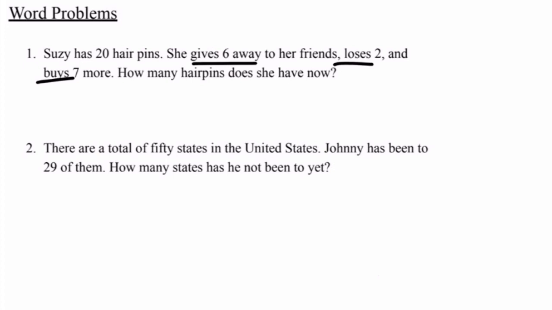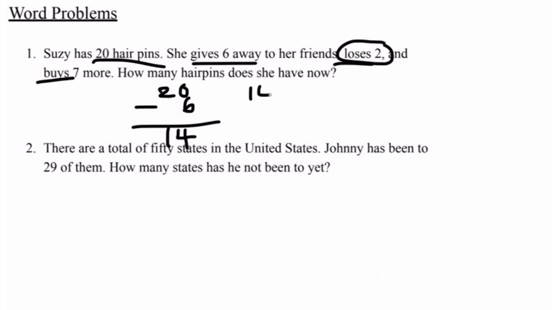First, Susie starts off with 20 hairpins but gives away 6. Gives away means that she subtracts 6 hairpins from her total of 20. So let's subtract 6 from 20. 20 minus 6 should equal 14. Susie has 14 hair clips after giving 6 away to her friends. However, Susie also loses 2 of her hair clips, so that means we have to subtract 2 from 14. 14 minus 2 should equal 12. Susie has 12 hair clips after giving away 6 and losing 2.